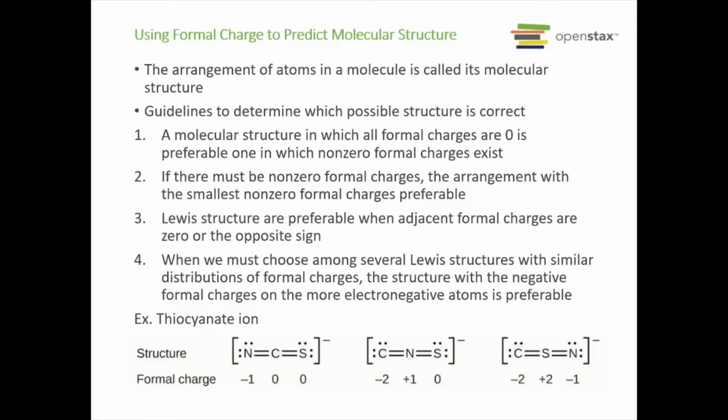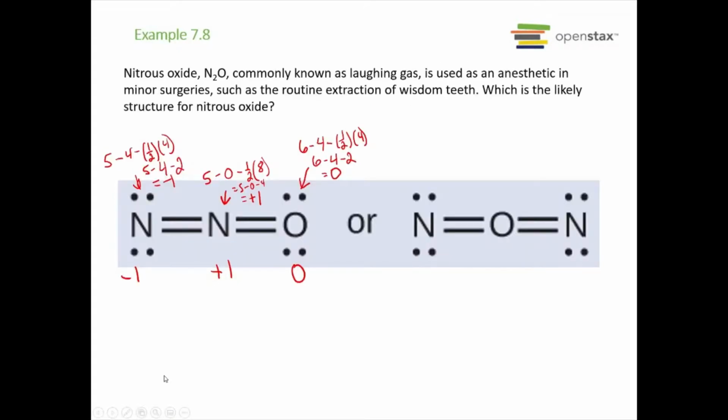On our other molecule, the far left nitrogen here is going to have a formal charge of 5 minus 4 minus 1/2 times 4, just like the last one did. So that's again -1. So this one has a formal charge of -1. The center oxygen here is going to be 6 minus 0 minus 1/2 times 8. So that is equal to 6 minus 0 minus 4. And that gives us a positive 2.